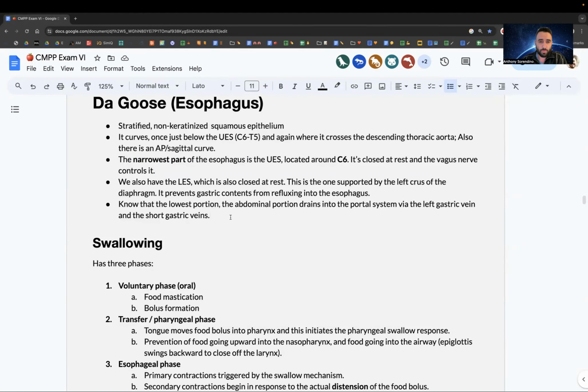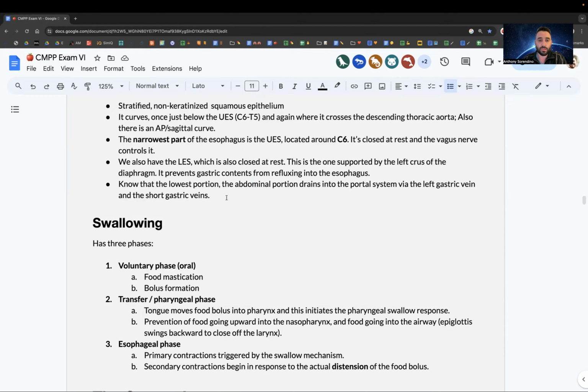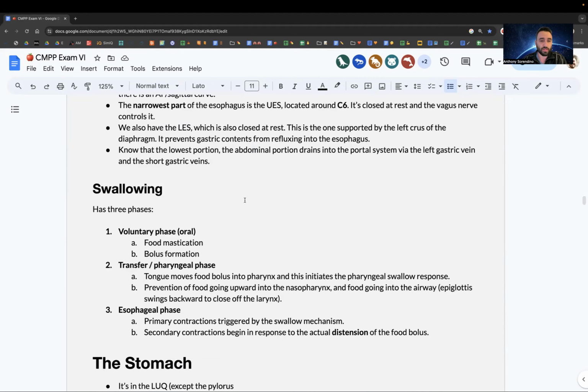We have the lowest portion, in terms of blood supply, drains into the portal system via the left gastric vein. So that is going to be important for esophageal varices, secondary to portal hypertension, things like that.